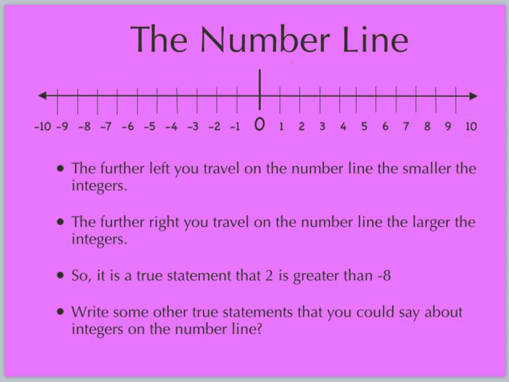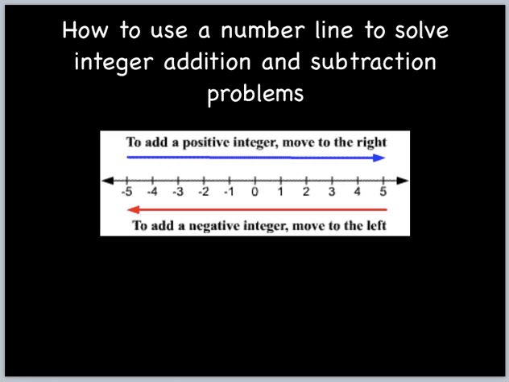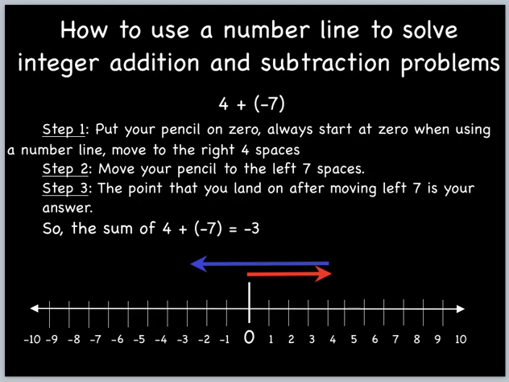So let's move on to our next slide, which is about using a number line to solve integer addition and subtraction problems. To add a positive integer, you move to the right. And to add a negative integer, you move to the left. How do we do that? Let's have this as an example.